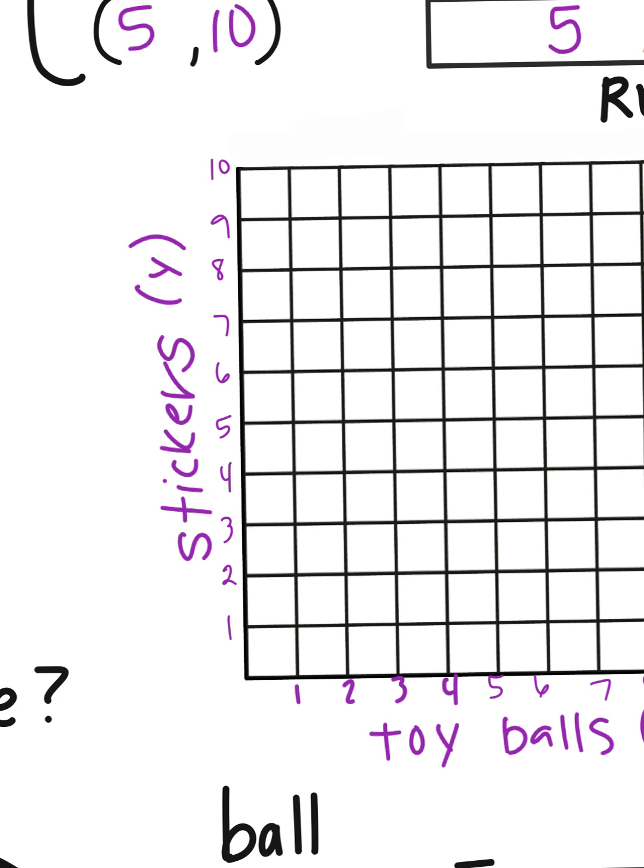Now I want to plot my points. So I'm going to plot my very first point. I'm going to plot (1, 2). So that means go over 1, up 2. That's where my first one should go.